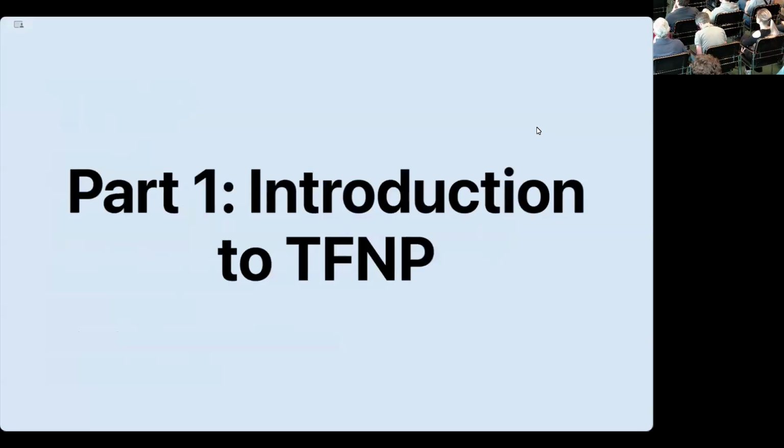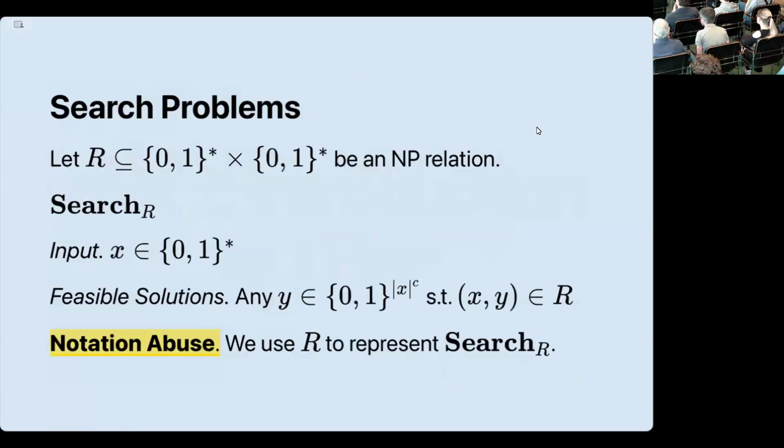Okay. So to start off, let's begin with a little bit of an introduction to TFNP. So let's start with the basics. Throughout, we're going to start by letting R be an NP relation. This means that it's polynomial time computable and also polynomially bounded, right? If there is a certificate Y witnessing the relation, then there's a small one.